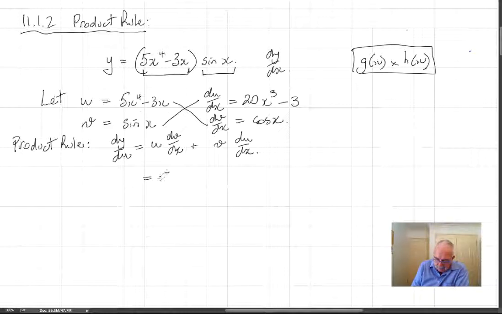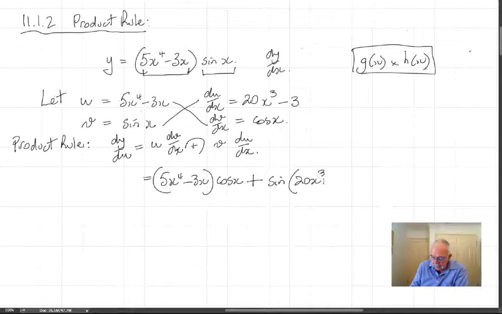So it'll be, and once again, we probably need to put this in brackets, 5x to the fourth minus 3x, times cos x, plus, this is the plus in the middle, v, sine x, times 20x cubed minus 3. Now that doesn't look like we're going to be able to simplify that too much, so there's no point in multiplying things out and trying to collect like terms in this situation. It's probably best to leave it as it is. So that's the product rule. That's the answer. It's not particularly difficult.